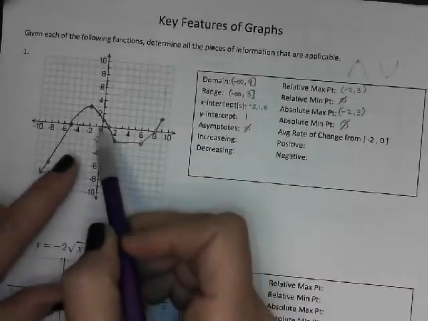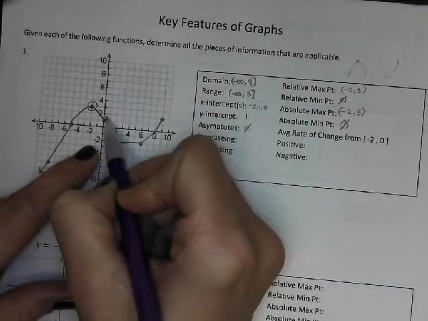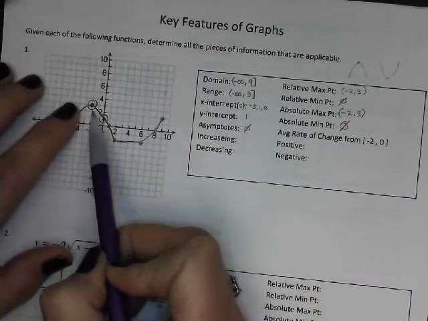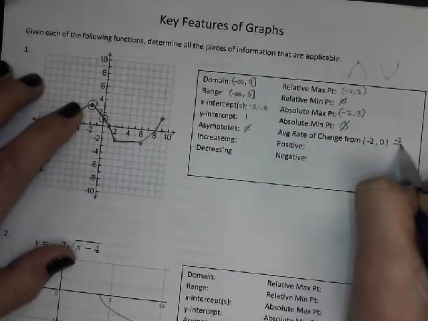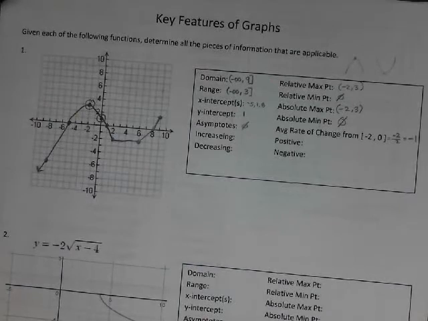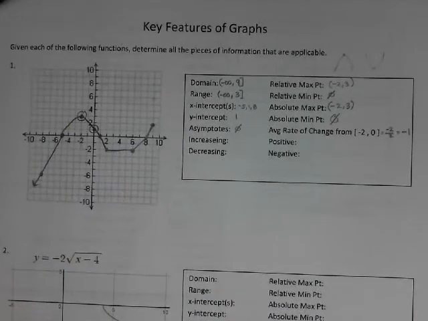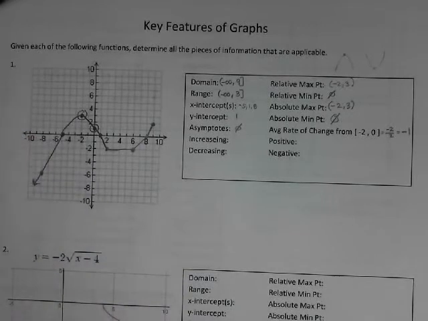Average rate of change is just your slope from negative 2, which is this point, to 0, which is this point. That average rate of change is down 2 over 2, which reduces to negative 1. So they'll ask you for the average rate of change in a certain interval, and that interval is starting point to ending point. That is a negative 1 slope.